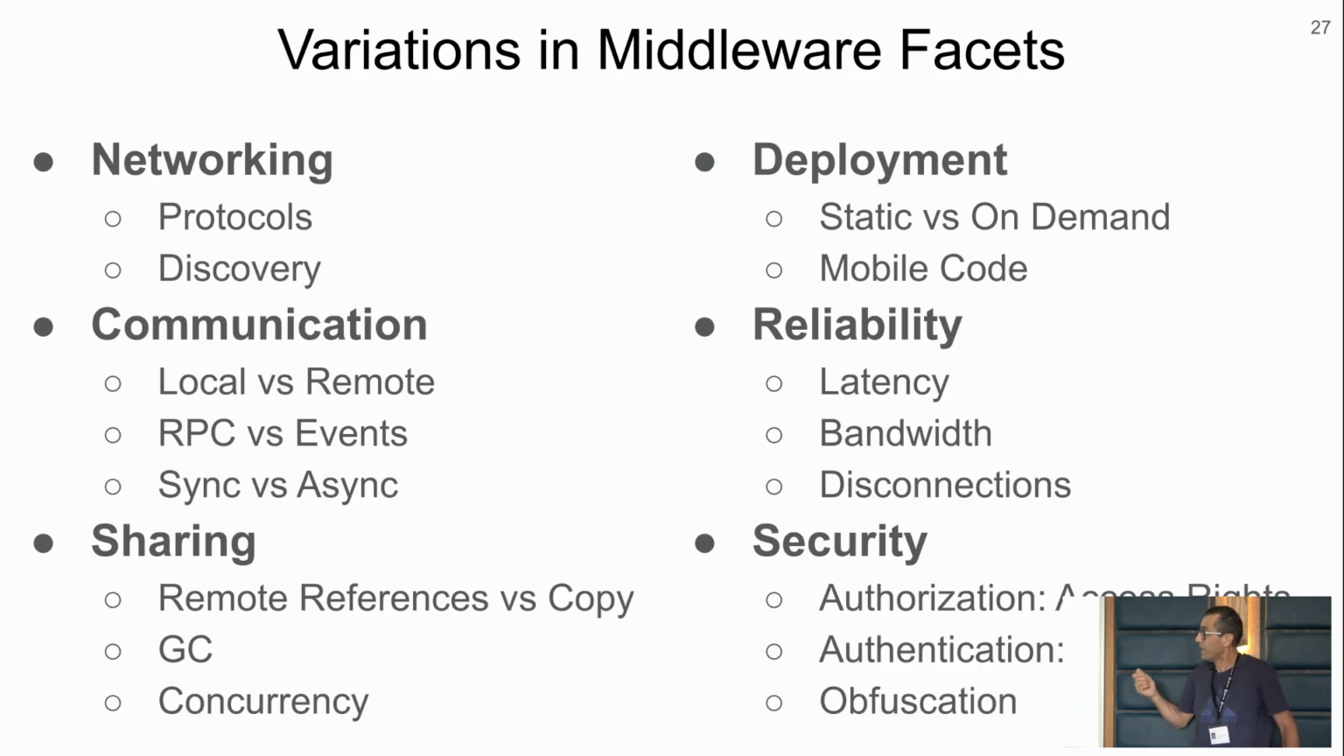But they can be events. We can have synchronous, asynchronous, sharing. We can have remote references, garbage collection, concurrency issues. We have deployments, which can be static or on demand. We can have mobile code that moves from one place to the other, and we can go on and on. With reliability, we have latency issues, bandwidth issues, disconnection, security. We need authorization, authentication, and we need obfuscation, and so on. And no one covers it all.